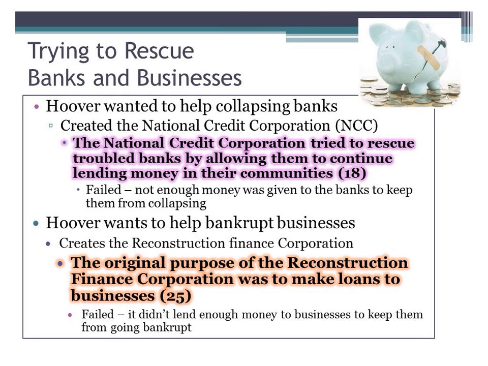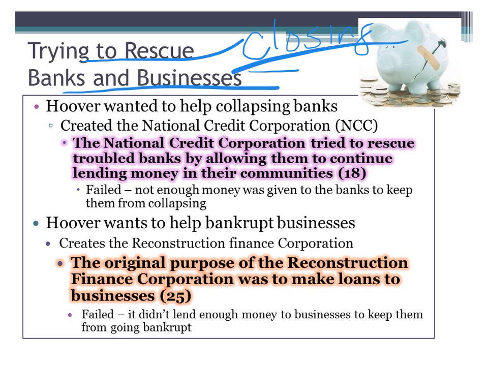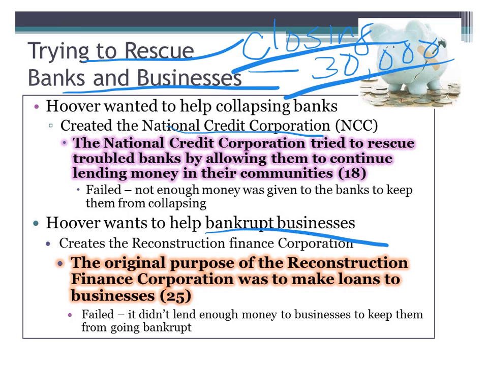Hoover settles on two different solutions to the problem of the Great Depression in trying to rescue banks and businesses. Now remember that banks were closing. Over 1,000 banks had closed by 1932, and 30,000 businesses were closing by 1933 in America. So Hoover is going to try and rescue those collapsing banks and those businesses. To help the banks, he creates the National Credit Corporation, and its goal is going to be to rescue banks by allowing them to continue lending that money in their communities, but unfortunately, not enough money was given to the banks to keep them from collapsing. And the other program that Hoover is going to put in place to help bankrupt businesses is going to be the Reconstruction Finance Corporation.